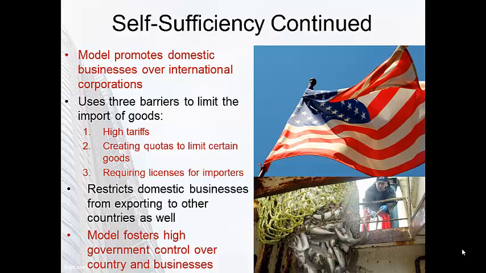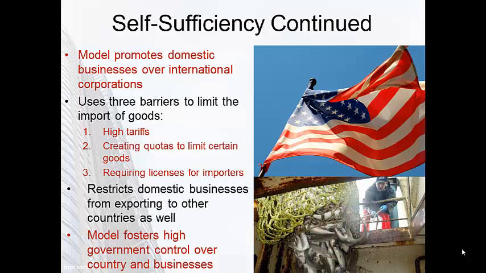So there are three barriers within this model to help limit the import of goods and protect domestic goods. One is high tariffs, high taxes on importing goods. Another is creating a quota system to limit certain types of goods coming into the country, such as oil or even fish. And last is requiring licenses for importers, which obviously they might not want to do because now they have to pay money to import their goods into this specific country using this model. Now, it also restricts domestic businesses from exporting to other countries as well. Keep domestic goods in the same country.